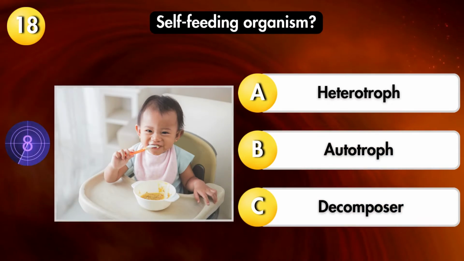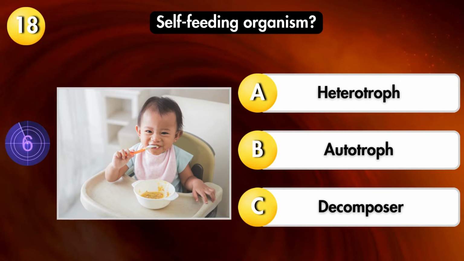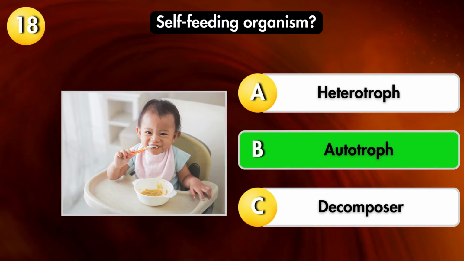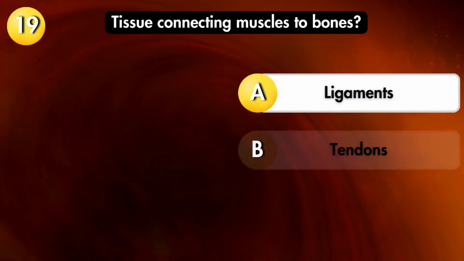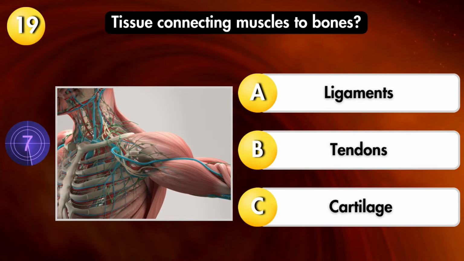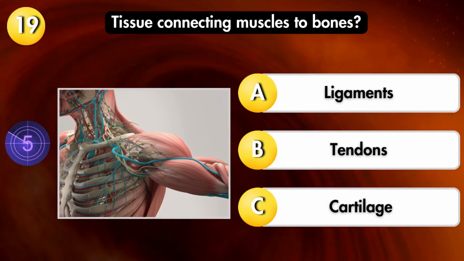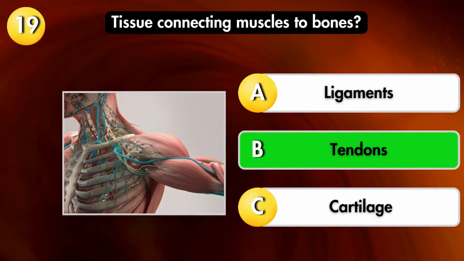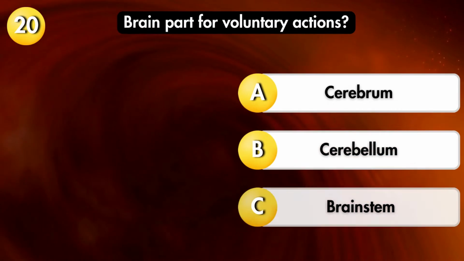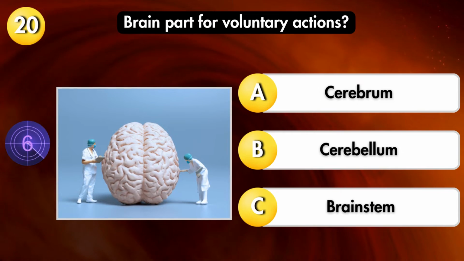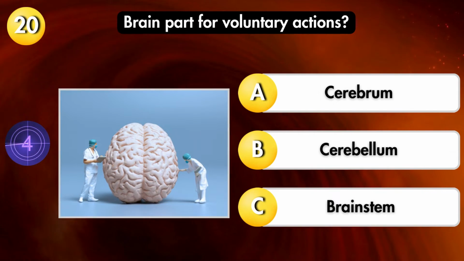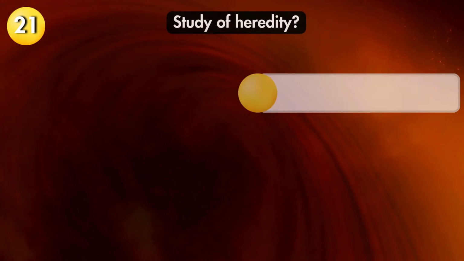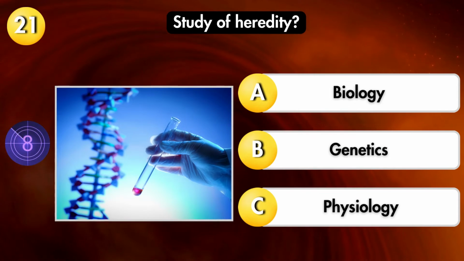Self-feeding organism? Tissue connecting muscles to bones? Brain part for voluntary actions? Study of heredity is called?